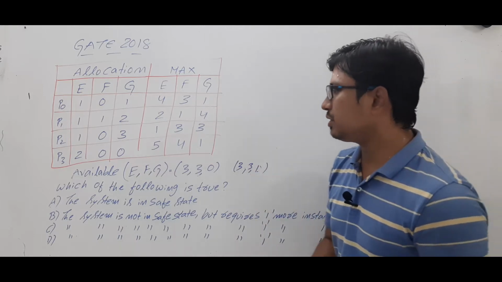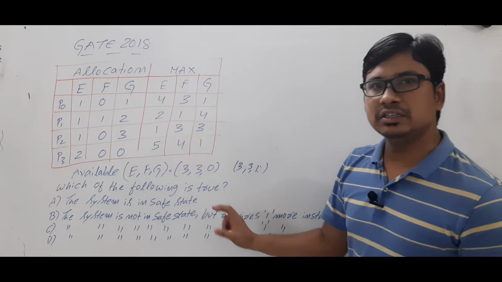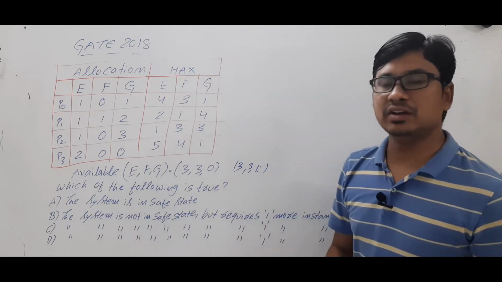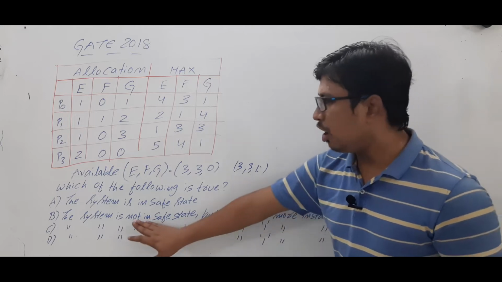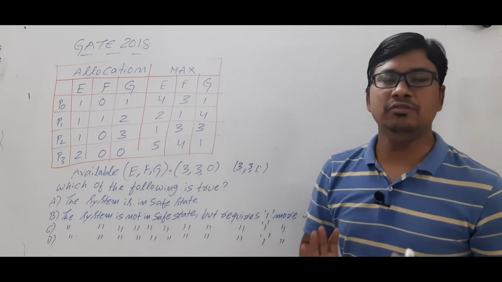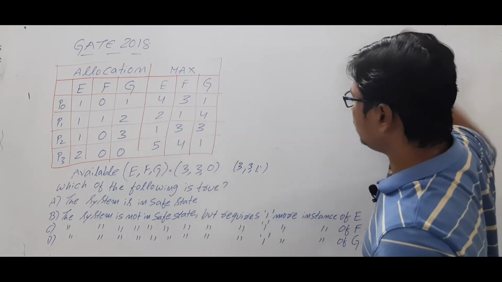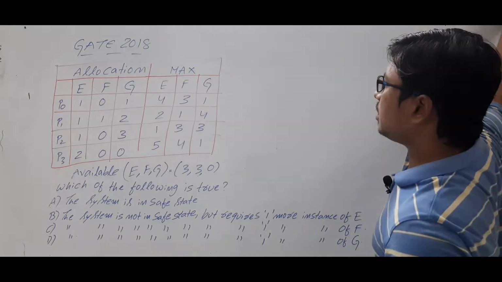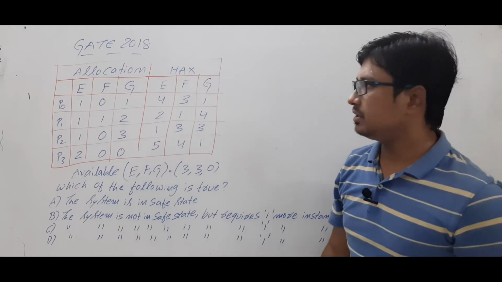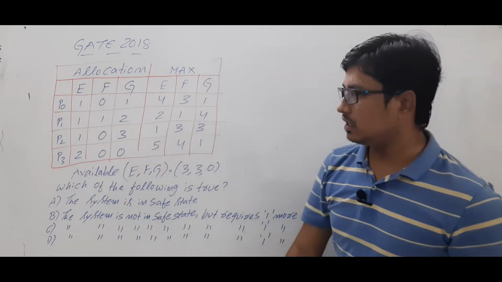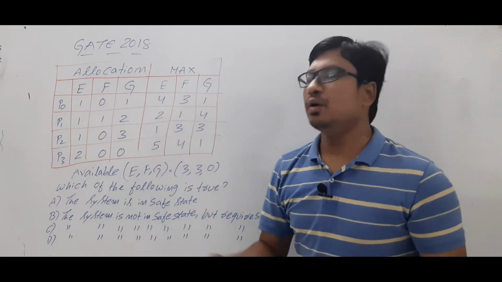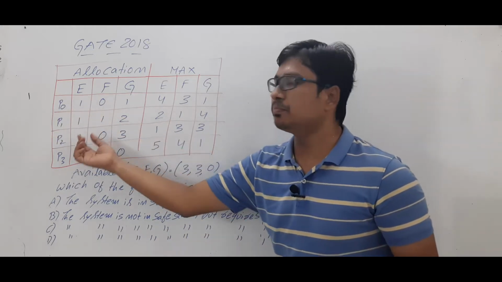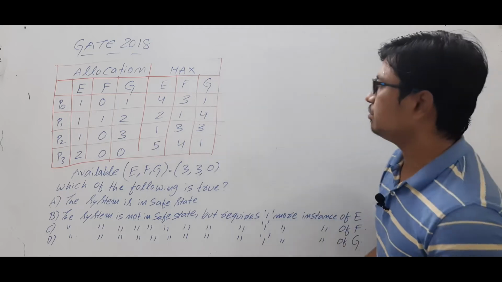So now we will look at whether, with this availability, 330 is safe or not. So we will look at whether option A is right or wrong. If option A is right, option B, option C, option D will be wrong. Is it clear? So now let me solve the question for you. If this is the maximum requirement to complete the task and this is the allocation, now we need to find what number of resources P0, P1, P2, P3 need to complete the task.